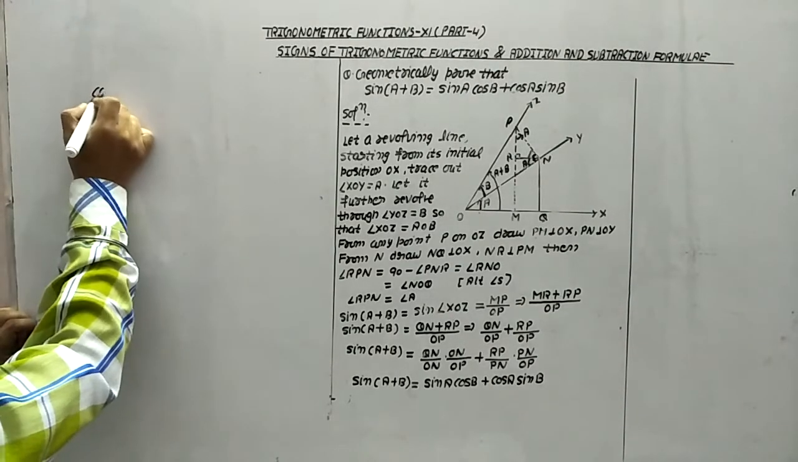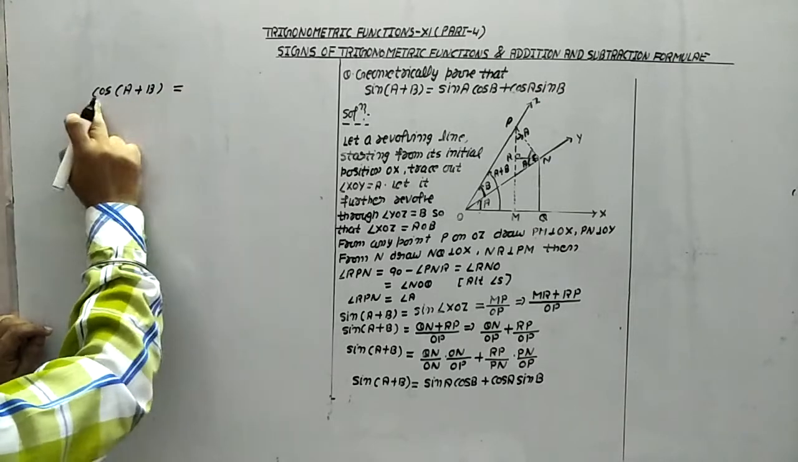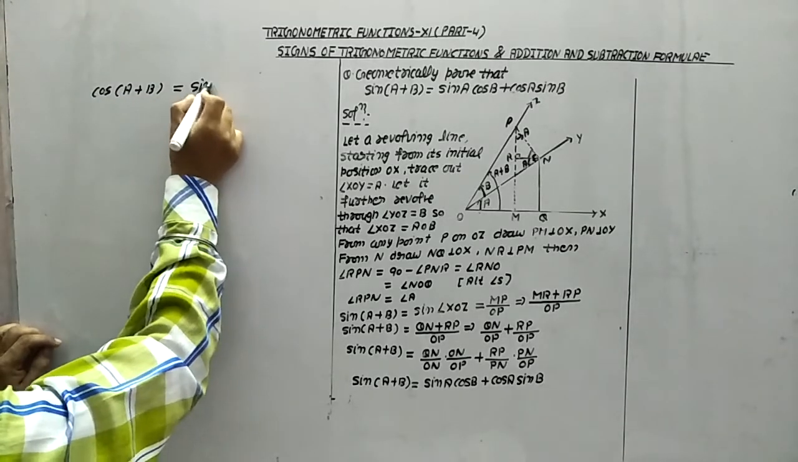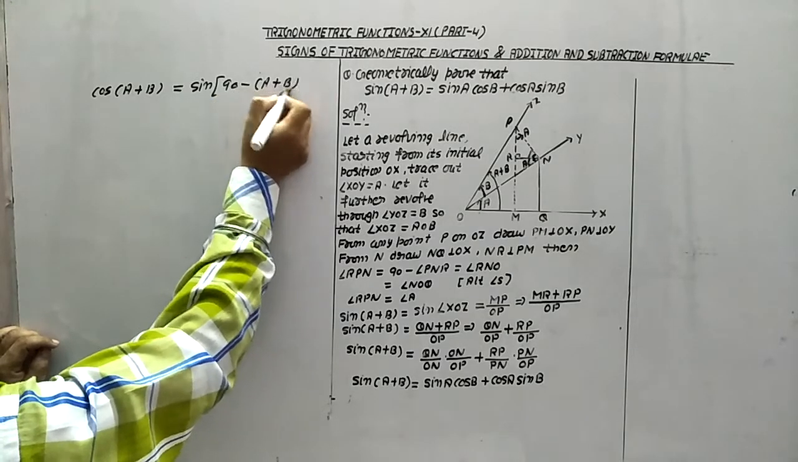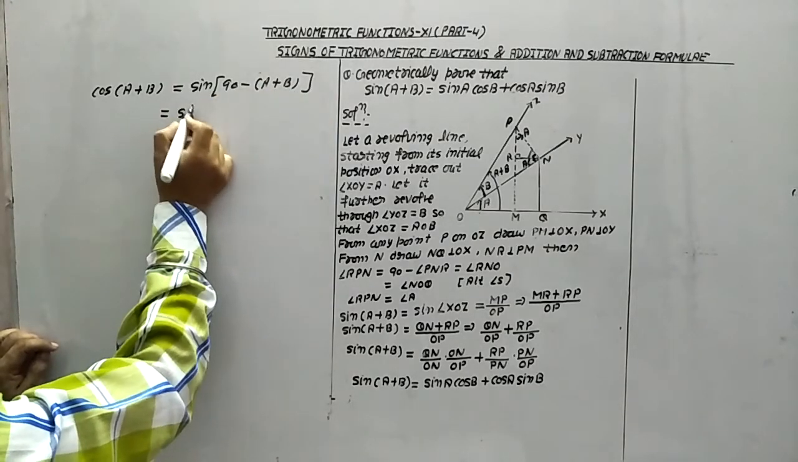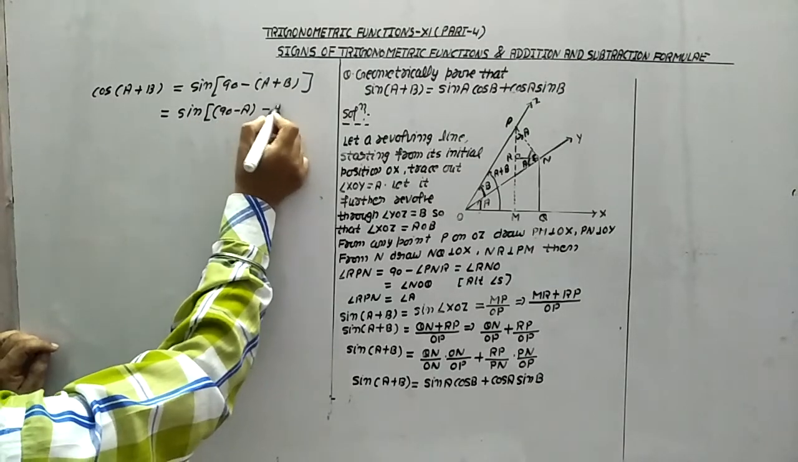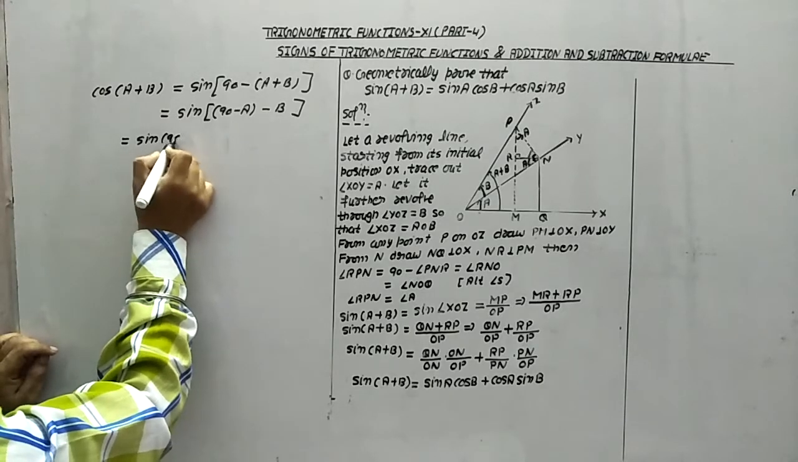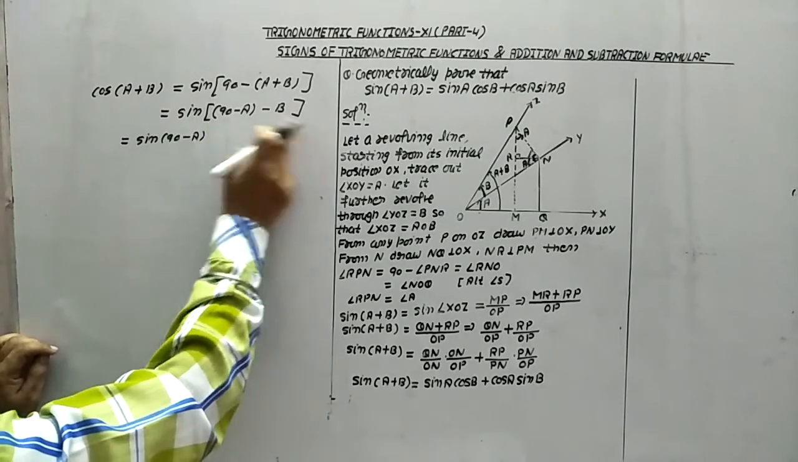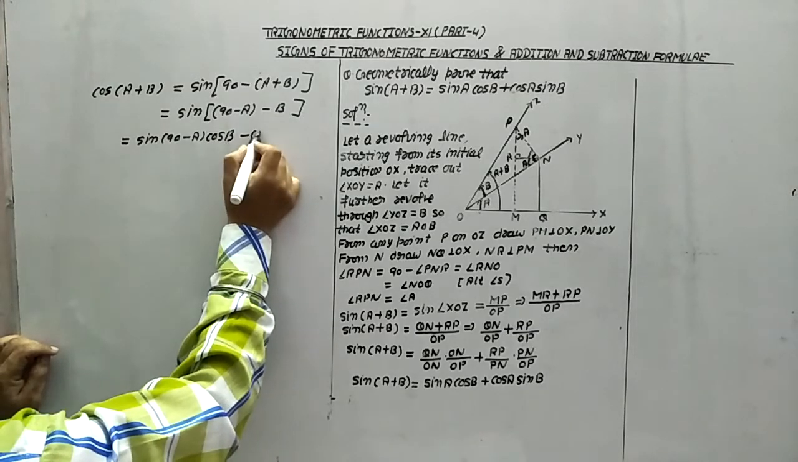Now look at this thing. If we have to find out cos(A+B), we know very well cos θ equals sin(90 − θ). It means sin(90 − (A+B)). You write it like this: sin((90 − A) − B). It means sin(90 − A) cos B minus cos(90 − A) sin B, using the formula for sin(A − B).